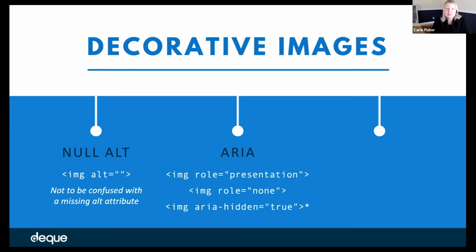So you can add the image role presentation, image role none, or as we saw in that example earlier, the ARIA hidden true. And again, I have that little asterisk there because ARIA hidden true is an option to hide an image, but be cautious when you apply it because it can remove the entire element from the accessibility API. So just like we saw in that div example earlier, you hide everything. And of course, the CSS background. So you could do that as a background image, icon fonts. There's a lot of different ways to make your images decorative.